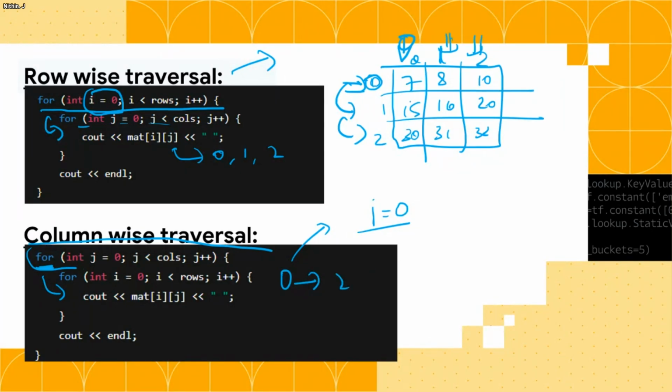So initially, when j is equal to 0, that basically means I'm at the first column, and I'm accessing all the elements present in the first column from top to bottom order. The first element of the column is 7, then the second element is 15, and the third element is 30. In the same way, after completing this, I will move to my next column, and in the same order, I'll just print the elements, that is 8, 16, and 31. Then I'll move to my last column, that is 10, 20, and 30. So these both are very simple kinds of traversals.